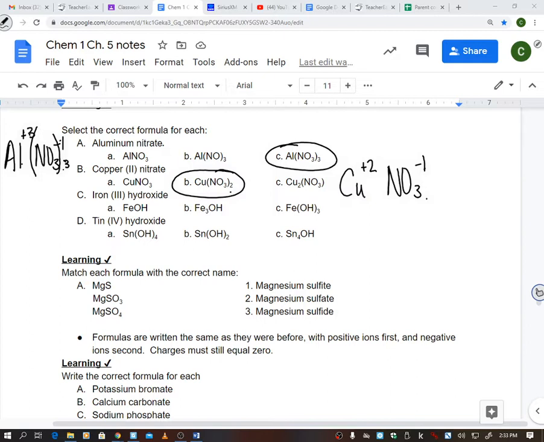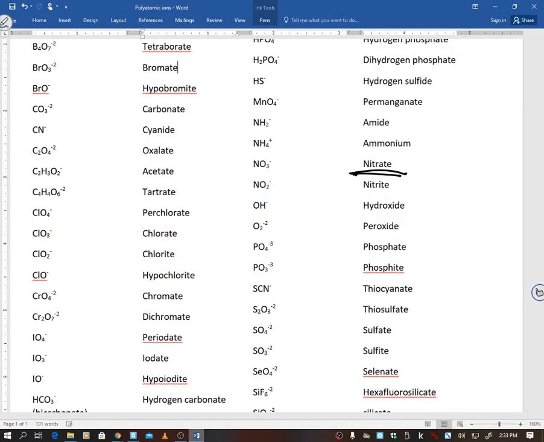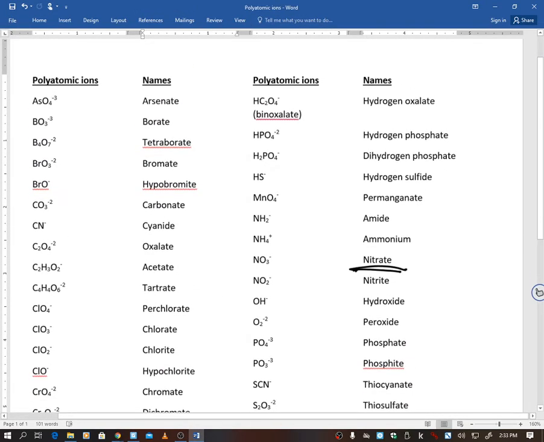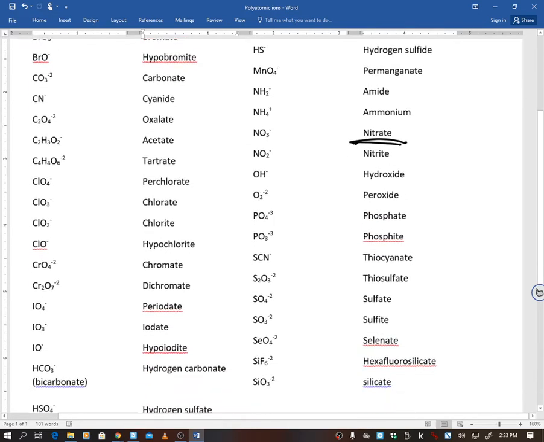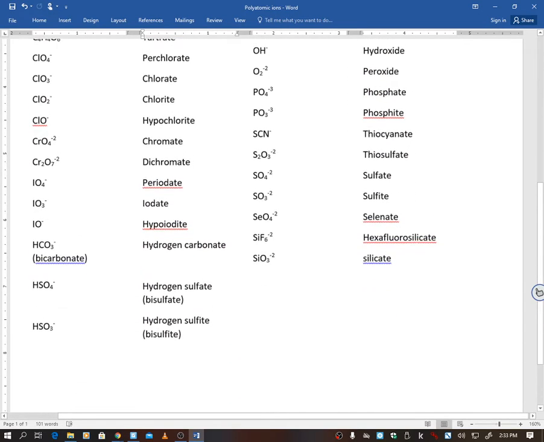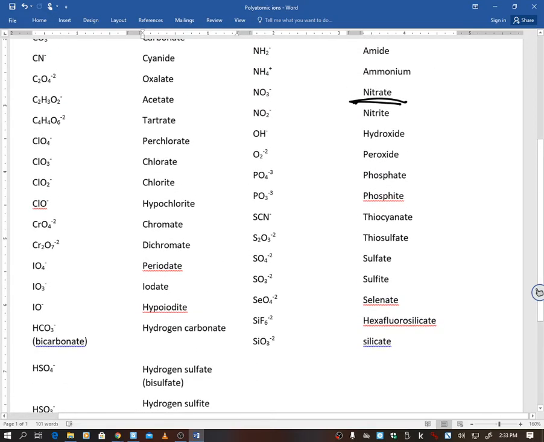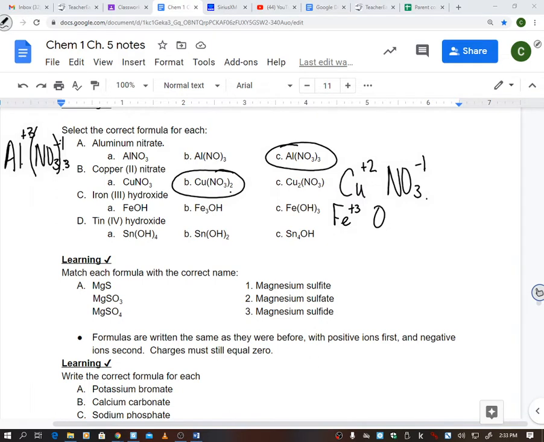All right, on C, I have iron 3, which means it has a +3 charge, and hydroxide. So I'm going to go back to this and try to find hydroxide. If you look on here for hydroxide, it's OH. Oh, I can't find it here. Oh, it's right here. Hydroxide, it's OH -1. So I've got OH -1. I'm still going to crisscross, so that 3 goes to that OH. All right, so it is going to be C.